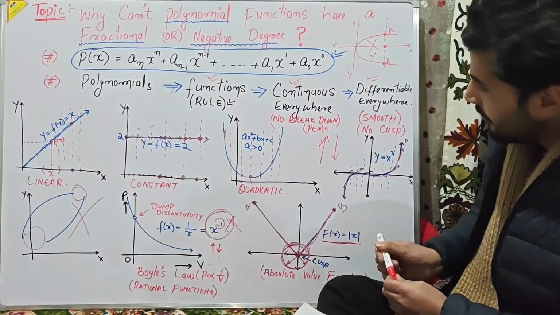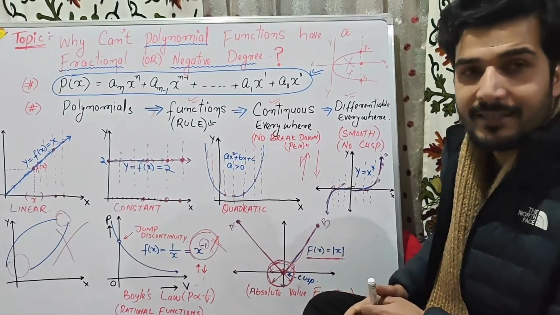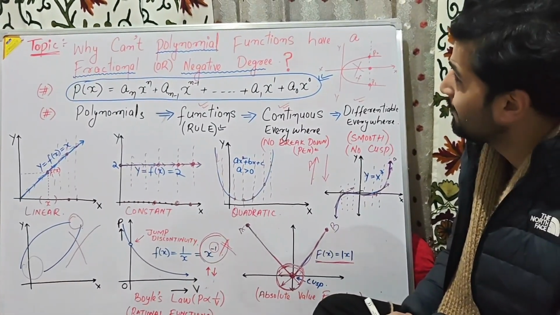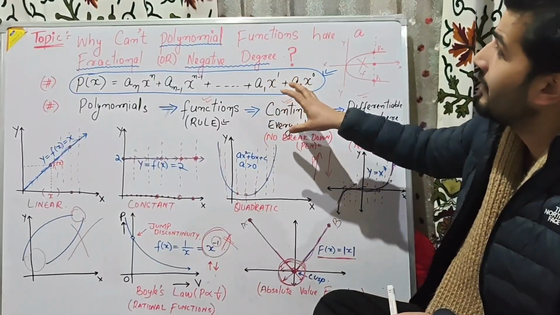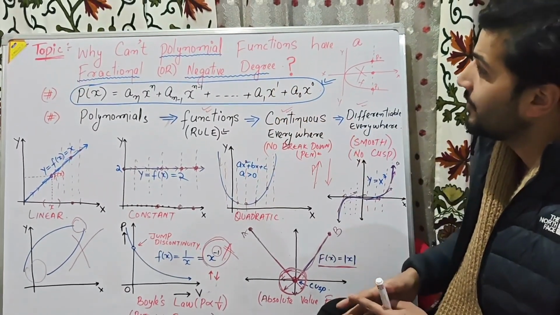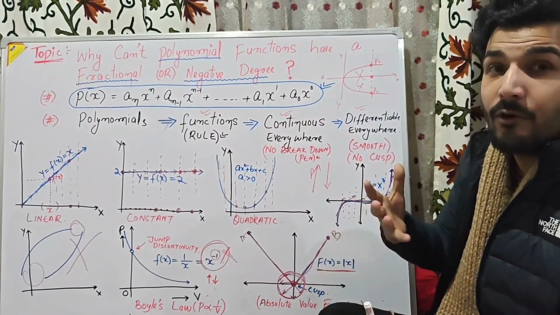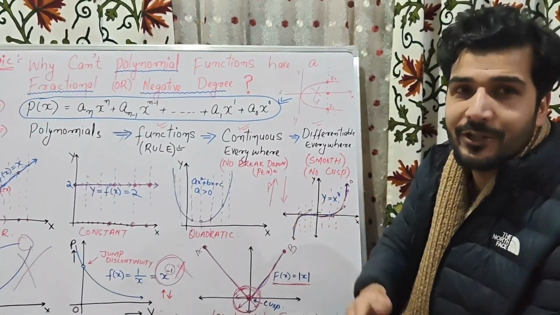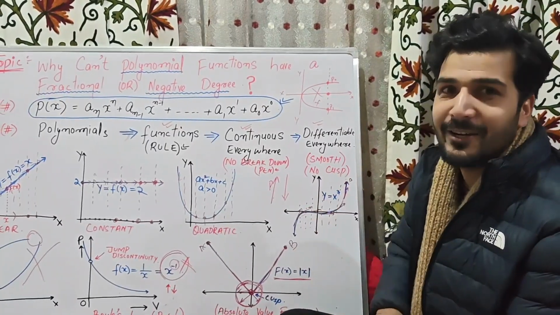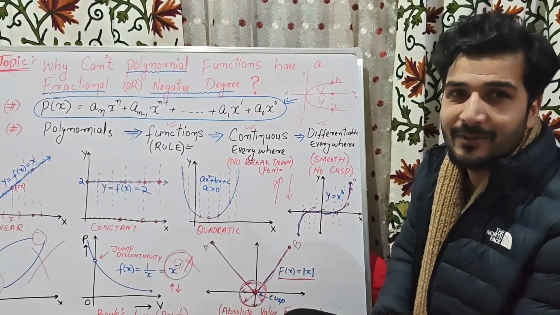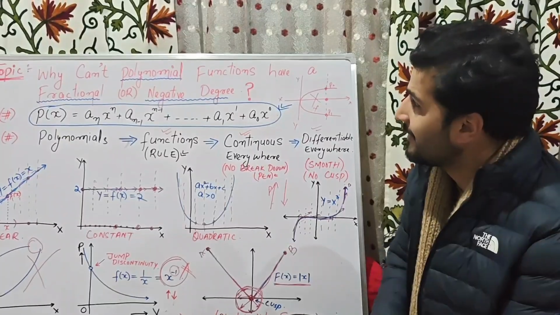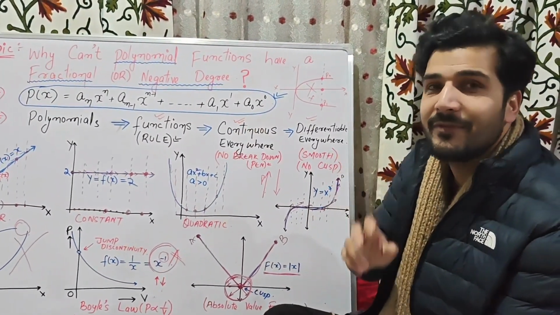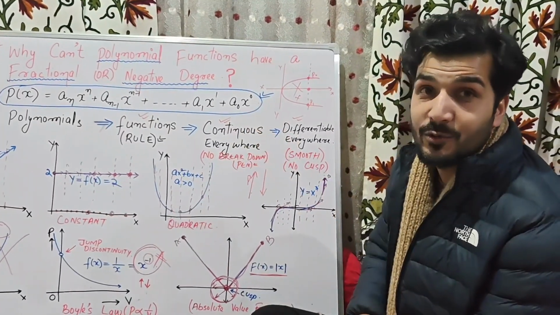So from this we can conclude, as far as our topic was concerned, why can't polynomial functions have fractional or negative degree? There's a reason. We want polynomial functions to be continuous and differentiable, because polynomial functions are everywhere continuous and everywhere differentiable. That's why the degree of a polynomial function can't be a fraction or a negative number.